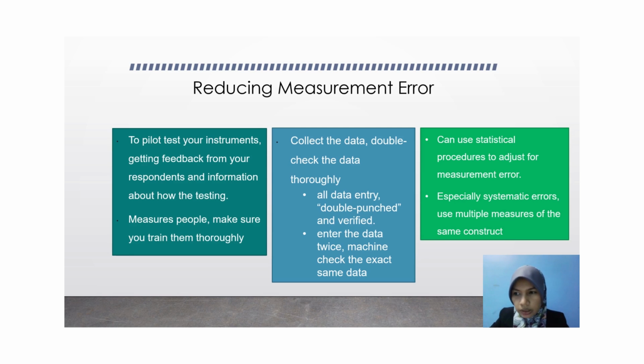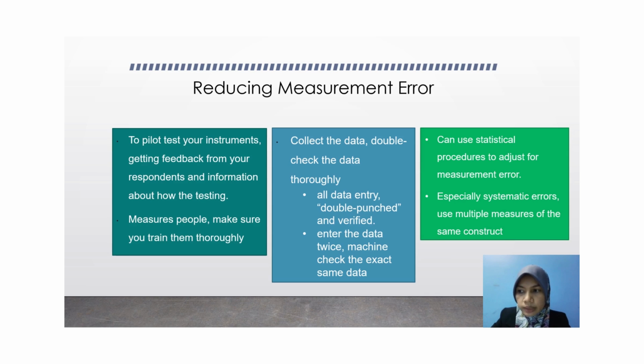Okay, number 4, you can use a statistical procedure to adjust for measurement error. It can range from a simple formula you can apply directly to your data to a very complex modeling procedure for modeling the error and its effect. And finally, this is especially for systematic error.